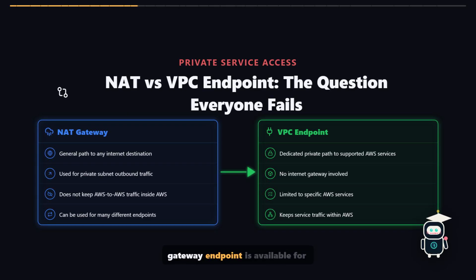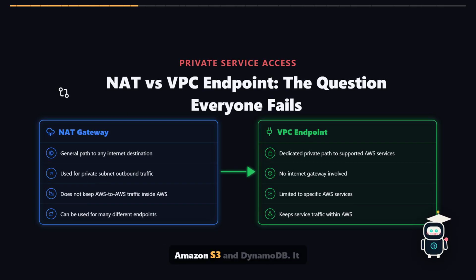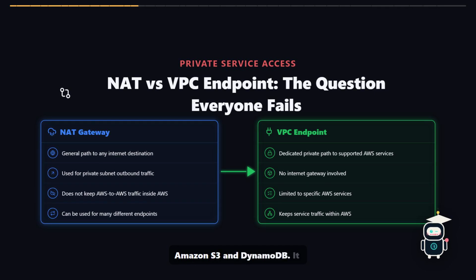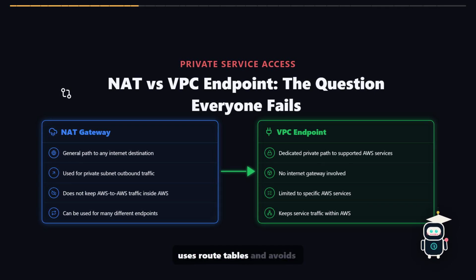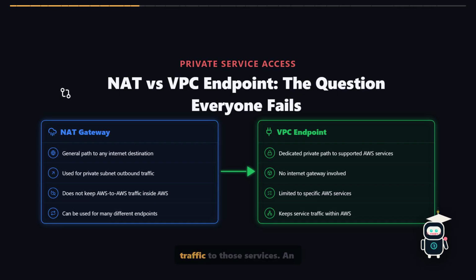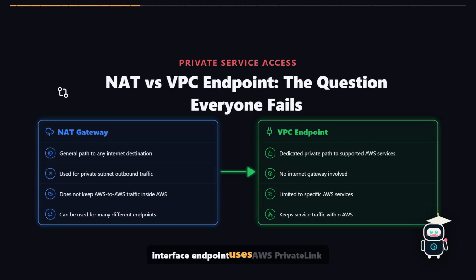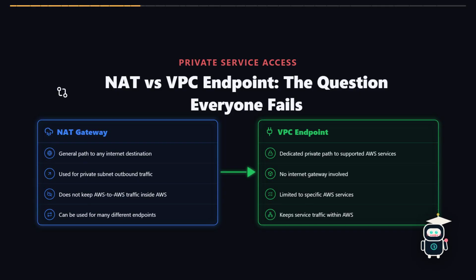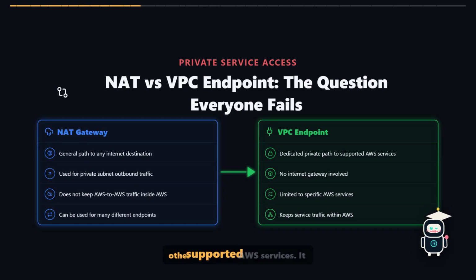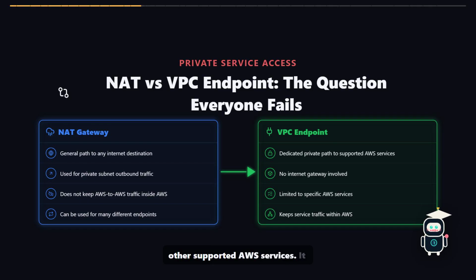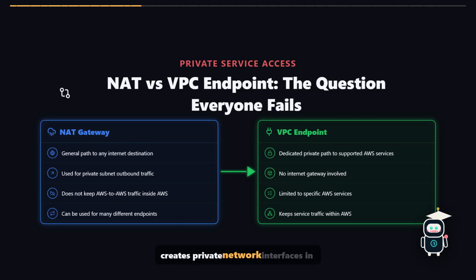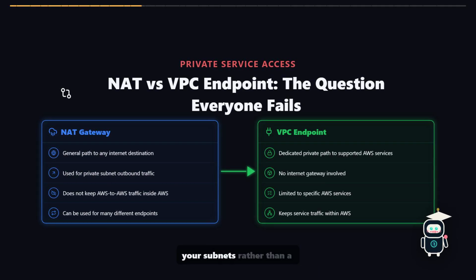A gateway endpoint is available for Amazon S3 and DynamoDB. It uses route tables and avoids the need for a NAT gateway or Internet gateway for traffic to those services. An interface endpoint uses AWS PrivateLink and is available for many other supported AWS services. It creates private network interfaces in your subnets rather than a route table target.